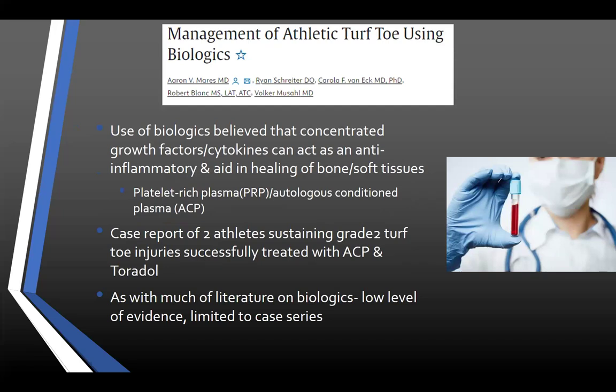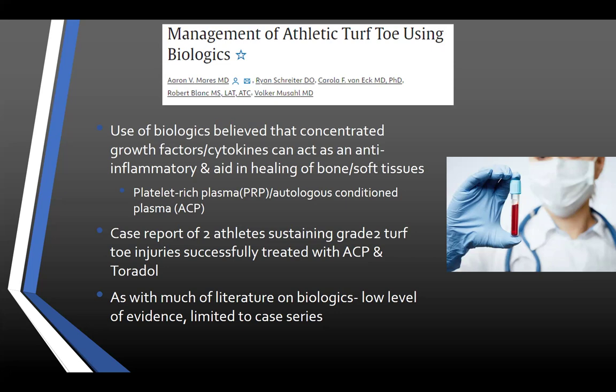So looking at this, there are some studies out there, well, more specifically one study out there that looks specifically at the use of biologics for turf toe itself. As with many studies involving the biologics, they're really limited to case series of a couple of patients and they're relatively on the lower level of evidence side. The science behind it is that the amount of growth factors and cytokines you can concentrate in these injections can help with the healing effect and more importantly, they have an anti-inflammatory property that can help with the swelling and the pain.